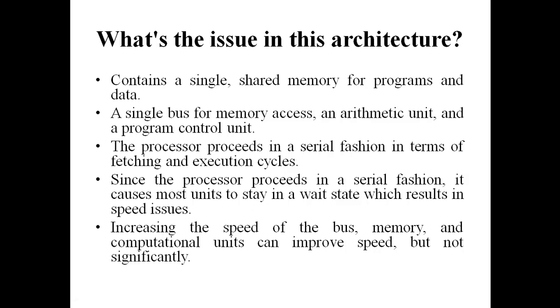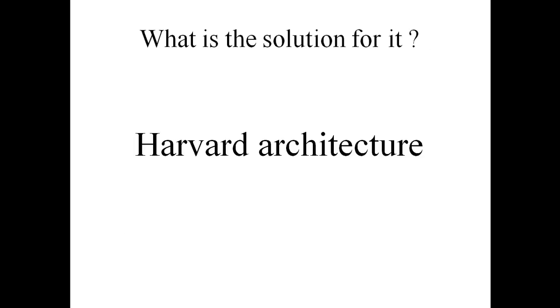Now, increasing the speed of the bus, memory, and computational units can actually improve the speed in this serial fashion, but not significantly. The speed which we require for digital signal processors won't be satisfied by increasing the speed of the bus, memory, and computational units. Now what is the solution for this? We have to switch to the Harvard architecture.